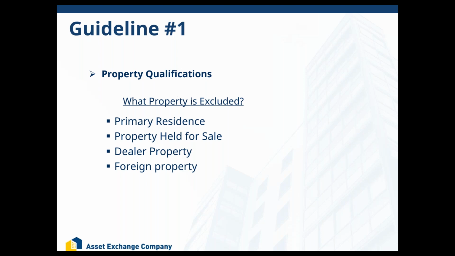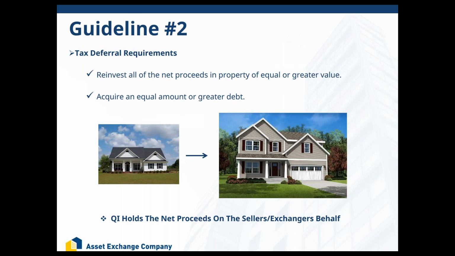Now, this might be pretty obvious, but let's say I couldn't sell a property located here in Florida, an investment property, in a 1031 exchange, and then try to buy a replacement property somewhere in Canada or Mexico or somewhere in Europe. It has to be what? Property located in the United States, including Guam or the U.S. Virgin Islands, right? So foreign property is excluded from 1031 exchange, all right? Now, guideline number 2, the tax deferral requirements.